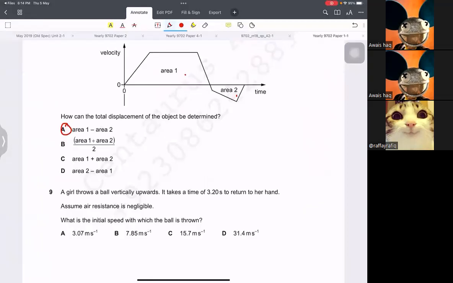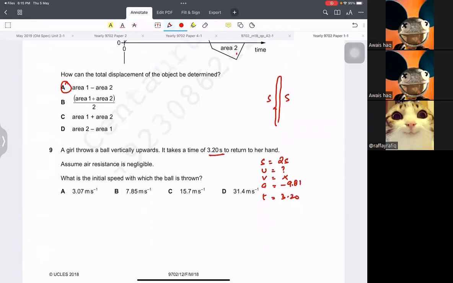Okay. When the girl throws a ball vertically upwards, it takes this many seconds to return to her hand. What is the initial speed? So it goes up, it goes down. Displacement. So what we can do, we want to find the initial speed. So displacement is equal to, let's, for you guys, SUVAT. Displacement is 2s. Initial velocity is what we need to find. Final velocity is not known. Acceleration is just minus 9.81. And time is 3.20, because it's going up, right? So I took it like this.